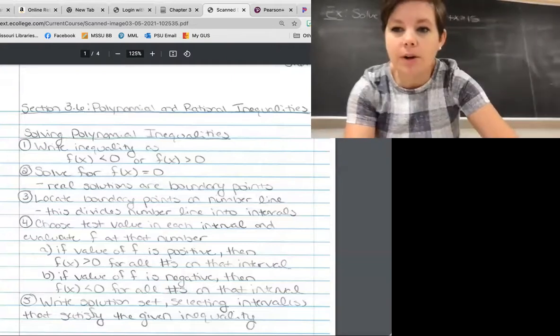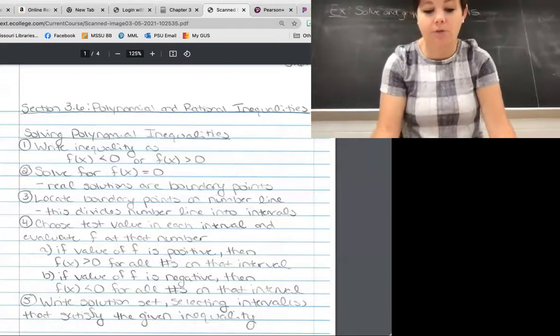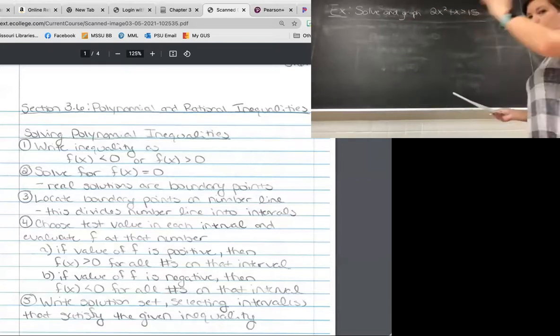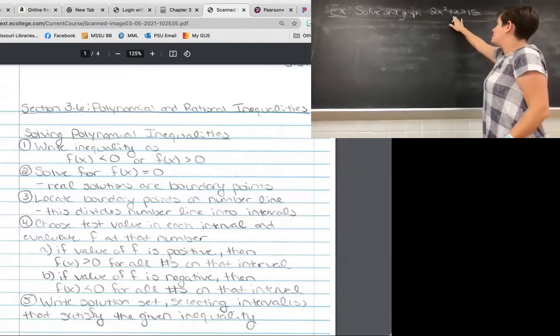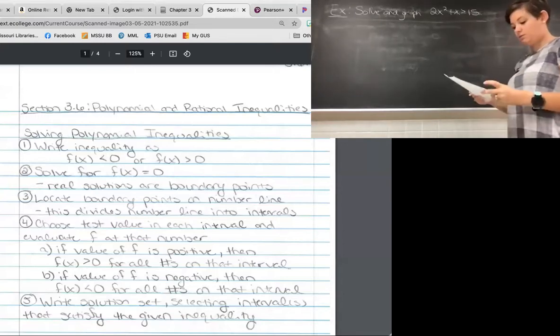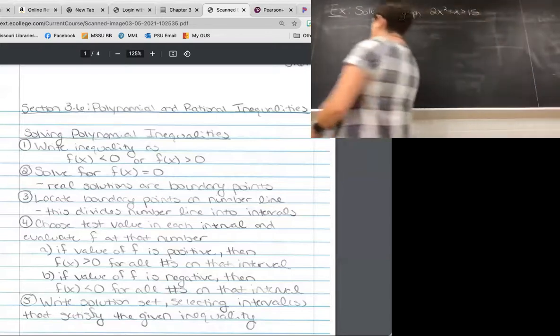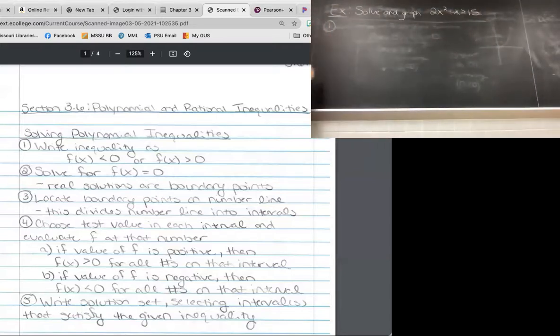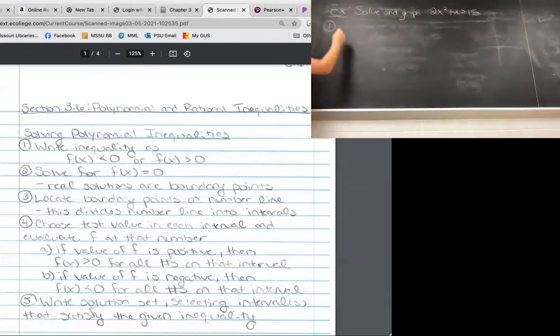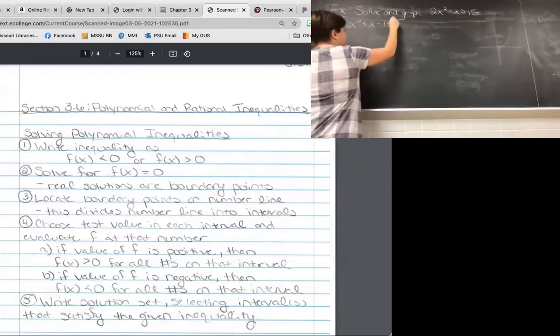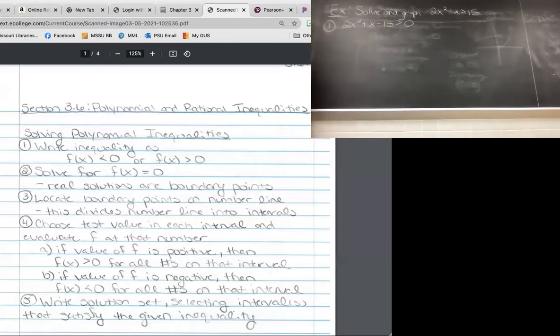I am going to get going on the example though, and I will follow all these steps so that we understand the process. So we're going to solve and graph 2x squared plus x is greater than 15. Step 1 says I need to isolate everything over to one side and get 0 on the other side. In this case, all I have to do is subtract the 15 over to the left-hand side so that I get 2x squared plus x minus 15 is greater than 0. That's step 1, so I labeled it 1.